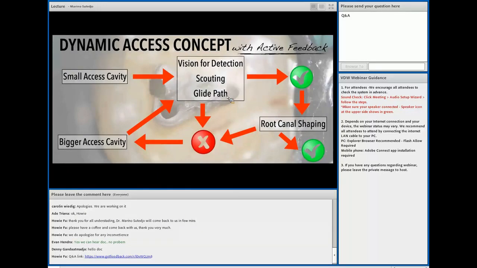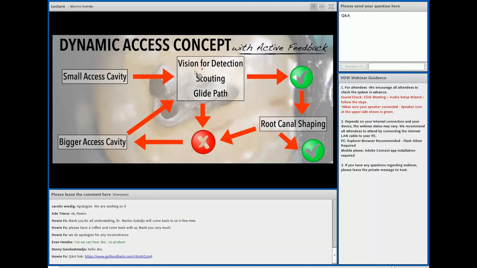Well, I have to say that in order to follow the less is more concept, the minimally invasive endodontic, I agree that we now need to limit our access cavity. We need to make it smaller or more conservative. But once again, access is always a dynamic process.